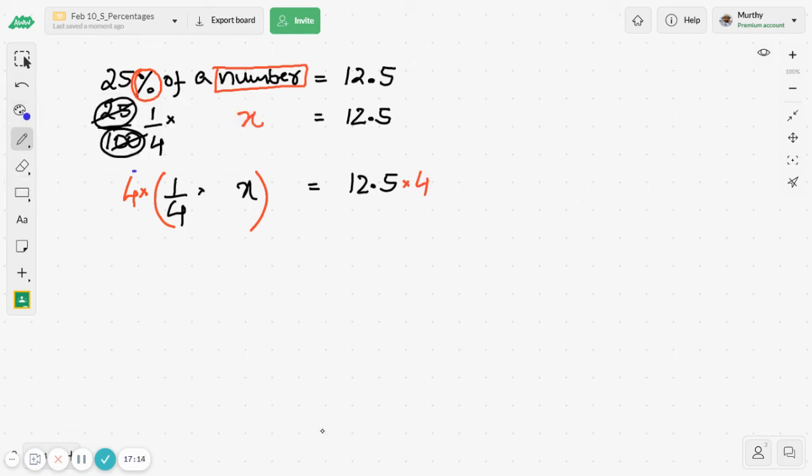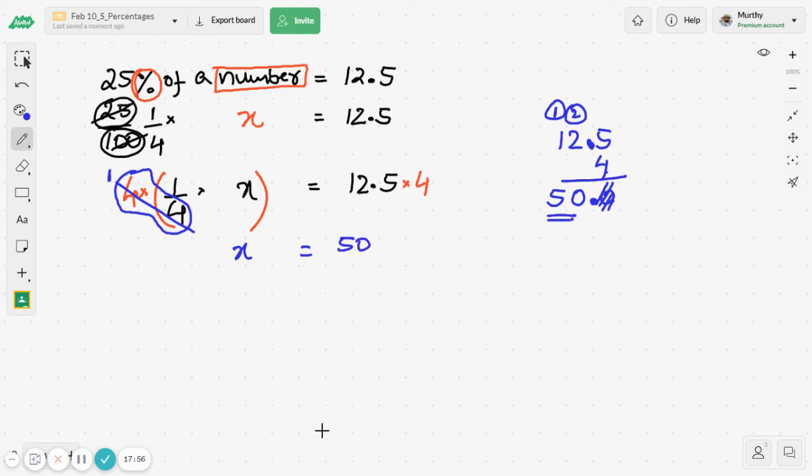Again, in the butterfly method, 4 divided by 4 gives me 1. 1 times 1 is 1. 1x, I told you that x and 1x are the same, just as an apple and 1 apple are the same. Now 12.5 times 4. 4 times 5 is 20, 2 is there; 4 twos are 8 plus 2, 10; 4 ones are 4 plus 1, 5. Don't forget to keep this decimal. After the decimal, it has no value, therefore 50. The value of x is 50.